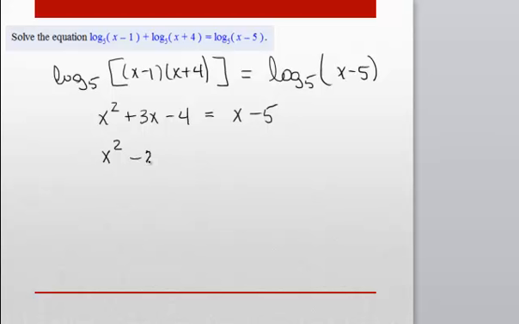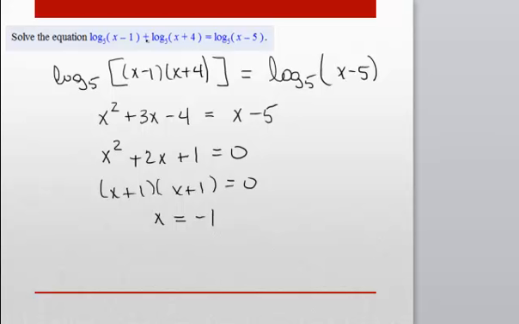So x squared plus 2x, 3x minus x is 2x, and negative 4 plus 5 is positive 1. Now let's factor it. That would be x plus 1, x plus 1. That means x is equal to negative 1.